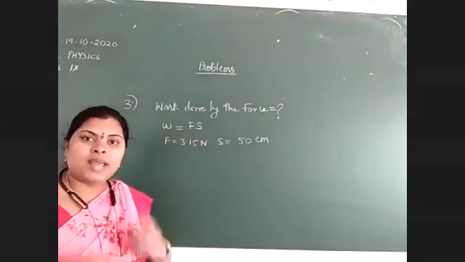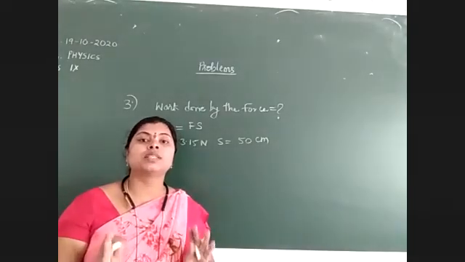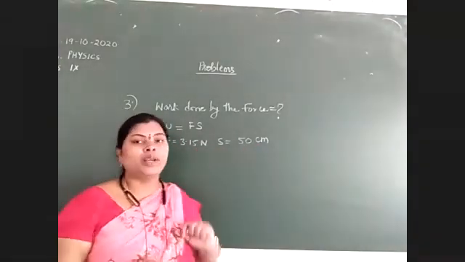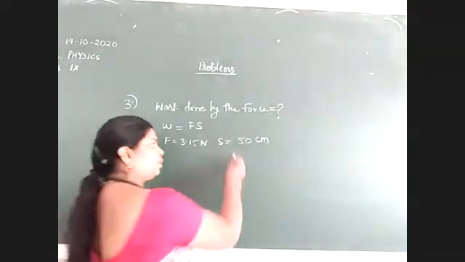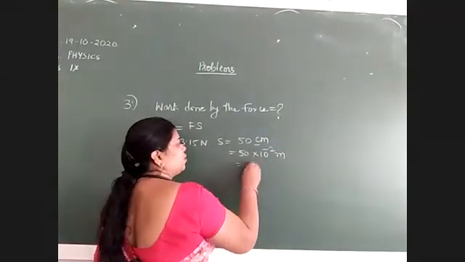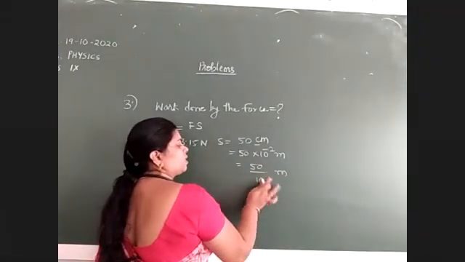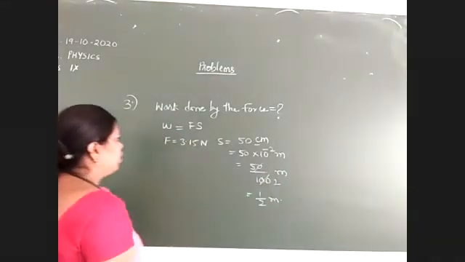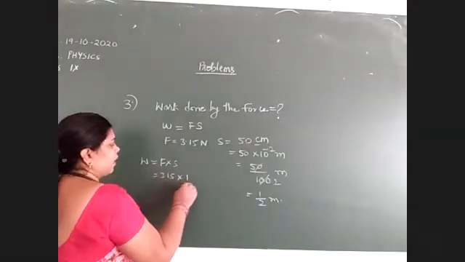Same story. Whenever you are substituting the values, check whether all the quantities are in the same system of units. Newton is an SI unit, but centimeters is in the CGS system, so convert it into meters. How do you convert it? 50 centi means 10 power minus 2 meters, so 50 by 10 square, which is 100. 50 by 100 is half a meter. S is half a meter. Then what happens to your work? Force into S, 3.15 into 1 by 2.